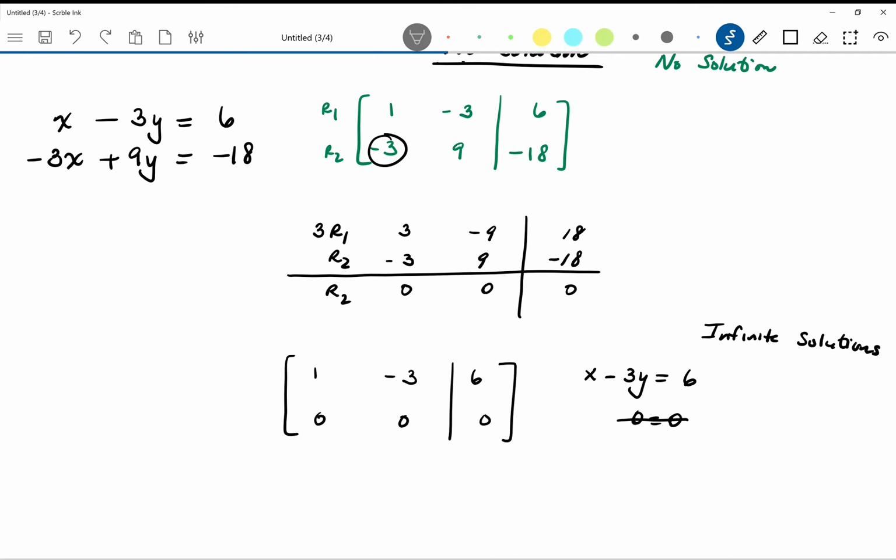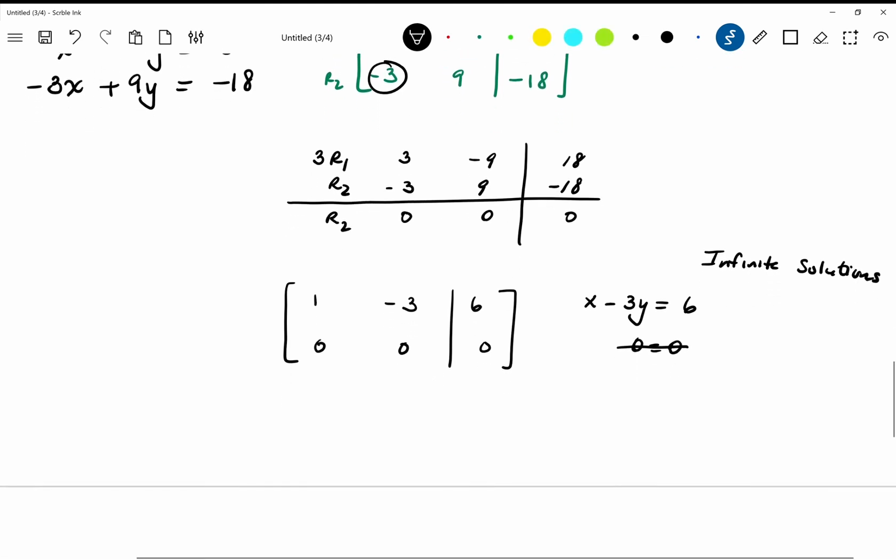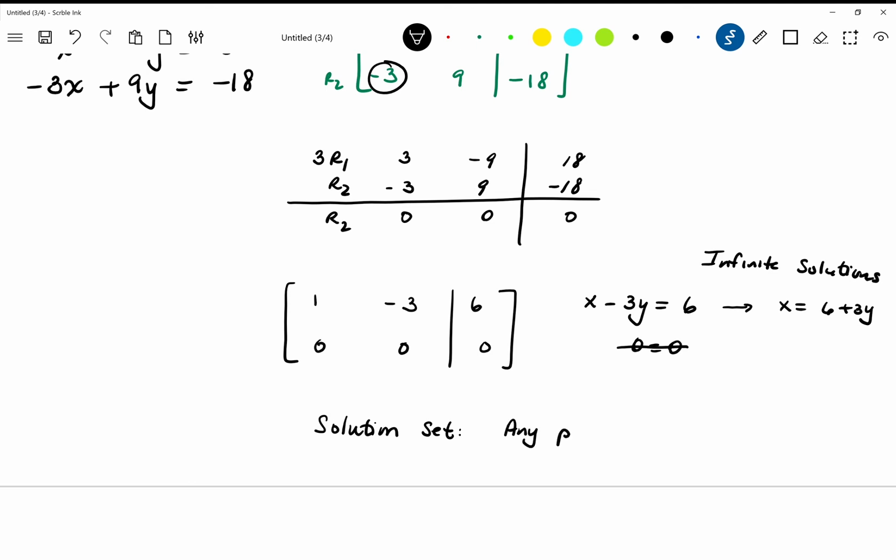So one thing we're going to learn in this course is how to express that using symbols. So what I'm going to do is I'm going to solve this for x. So I'm going to say x equals 6 plus 3y. So what that means is the solution set is any point x, y. Well, maybe I don't want to write it that way. So the solution set is x comma y, which turns into 6 plus 3y comma y.